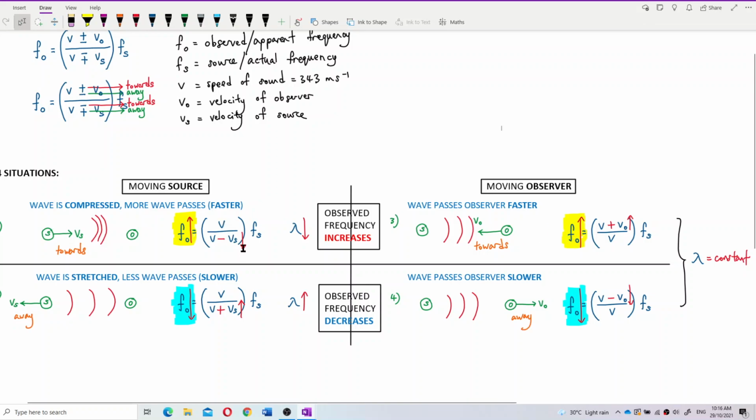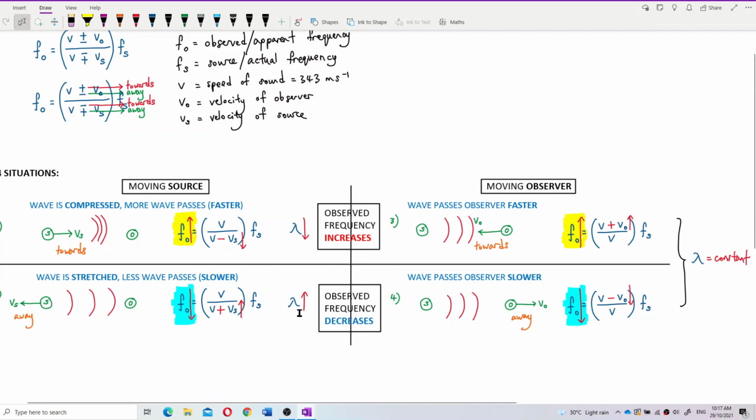Okay, so for Vs, since Vs is at the bottom, you need to minus to make the value at the bottom smaller in order to make the FO bigger. But VO is at the top, so you need to put positive VO. You need to plus VO to make the value at the top bigger, so FO will naturally become bigger. So that's why the value at the bottom here is negative, and the value at the top here is positive.